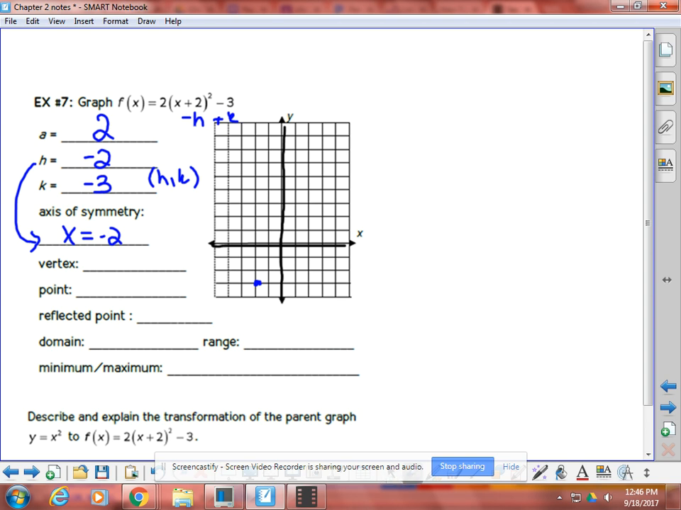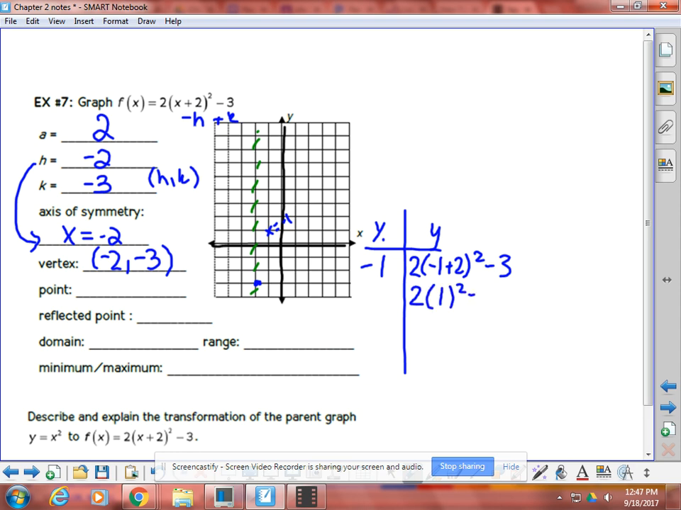Then our axis of symmetry goes right through there. So we answered the next question already. What is the vertex? Negative 2, negative 3, because it's hk. Now, if we're finding a point, what's the next thing to the right of the blue dot that we're working with? Well, that's x equals negative 1. That's this line that goes up and down. So when I make my xy table, I'm going to put negative 1 in there and do 2 (negative 1 plus 2) squared minus 3. So then 2 and 1 squared minus 3, which gives me 2 minus 3, which is negative 1. So the point that I have is negative 1, negative 1.